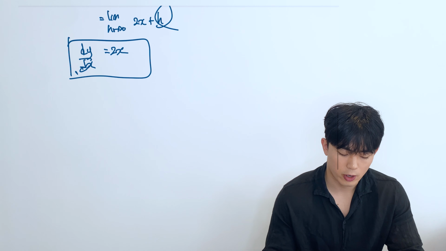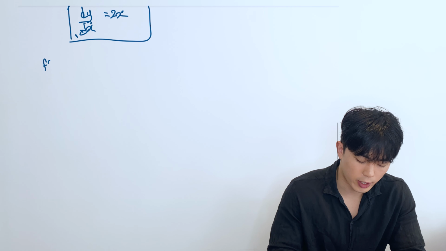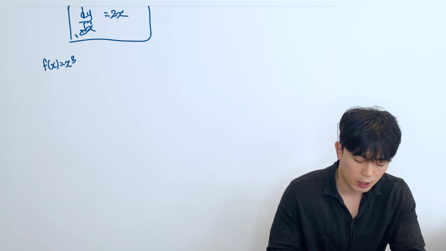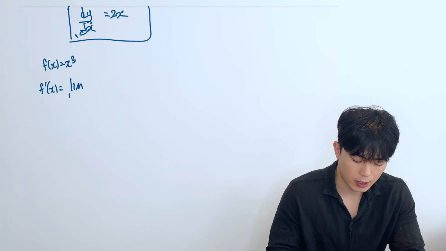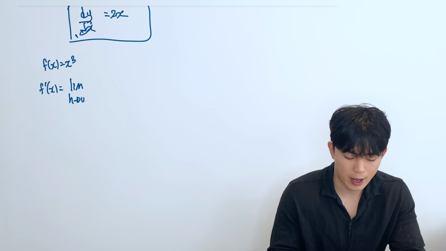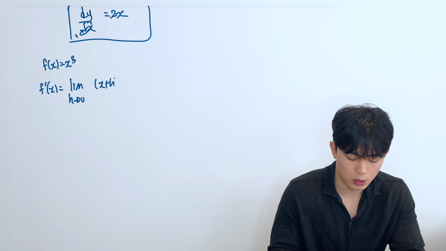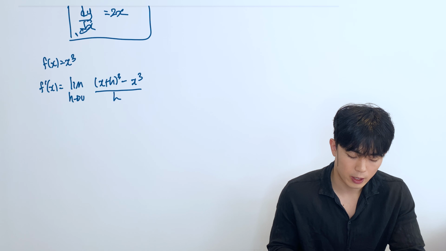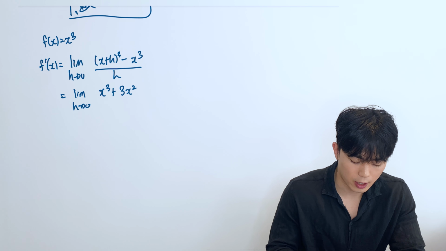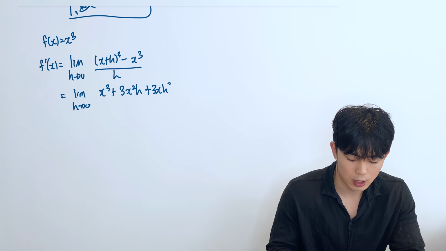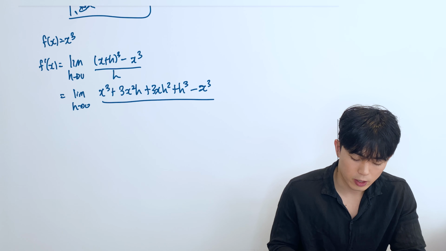Let's try another one. So let's try maybe, we're trying to differentiate f of x is x cubed. Same thing. So f prime of x, the derivative, is equal to the limit as h tends to 0 of f of x plus h, so it's x plus h cubed, minus f of x, which is x cubed, like this, all over h. We now have to expand the brackets, so we'll get x cubed plus 3x squared h plus 3xh squared plus h cubed minus x cubed over h.